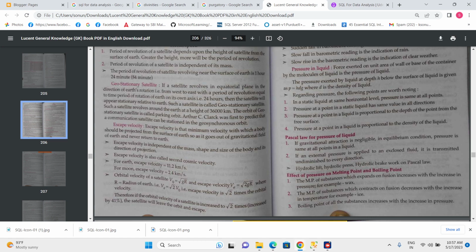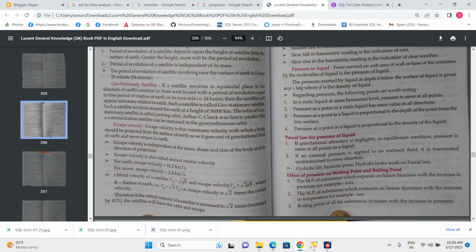Very simple definition. If any satellite has the same direction and period of revolution as the direction of rotation and period of rotation of earth, then this kind of satellite appears stationary relative to earth. So this kind of satellite is called a geostationary satellite.